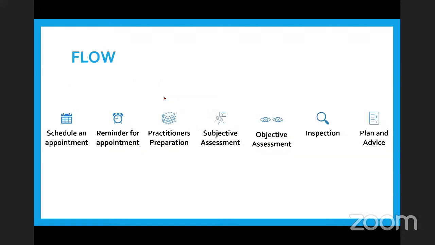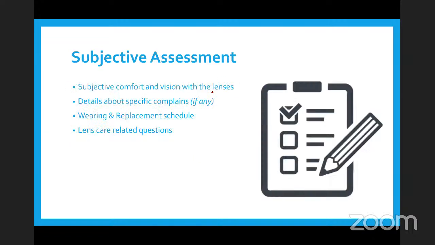The next step would be performing a subjective assessment. So the most important chunk of an aftercare visit is doing a subjective assessment. I would term subjective assessment as an interview. You have to do a proper and thorough history taking where you understand the patient's specific complaints, and you understand in detail what's going on with the patient.